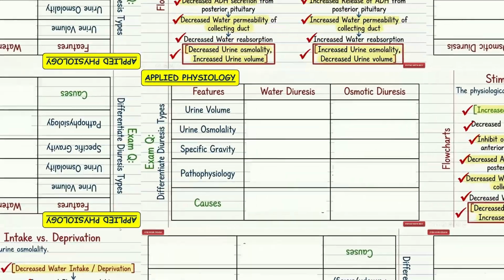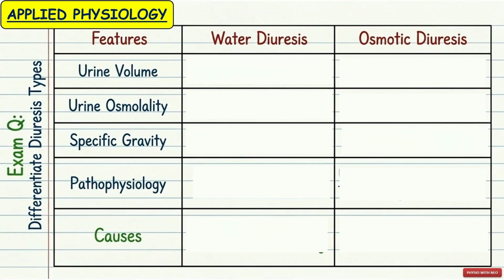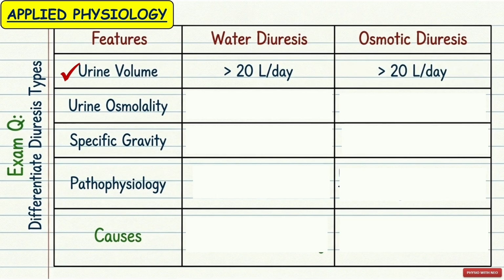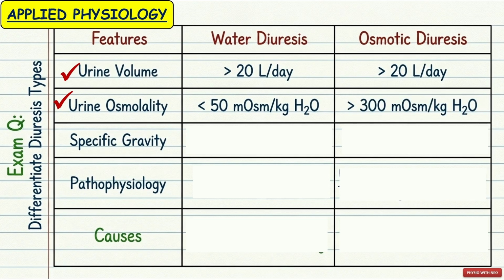And now here we end by writing applied physiology in the form of the difference between water diuresis and osmotic diuresis. Water diuresis: in this, urine volume is more than 20 liters per day, whereas in osmotic diuresis, there also urine volume is more than 20 liters per day because both of them are diuresis. Next, urine osmolality. In water diuresis, urine osmolality is less than 50 milliosmol per kg of water, whereas in osmotic diuresis, it is more than 300 milliosmol per kg of water.